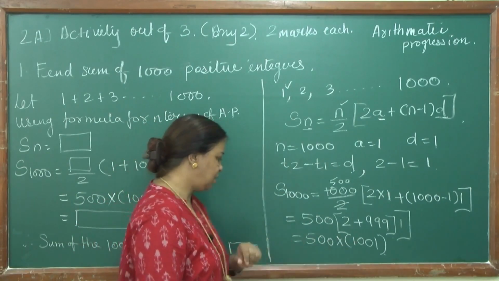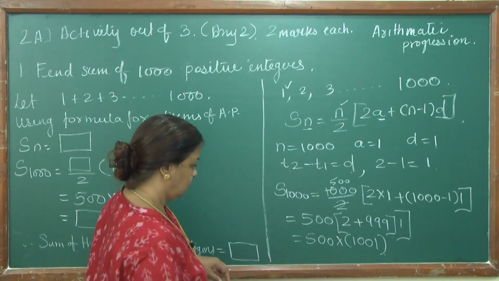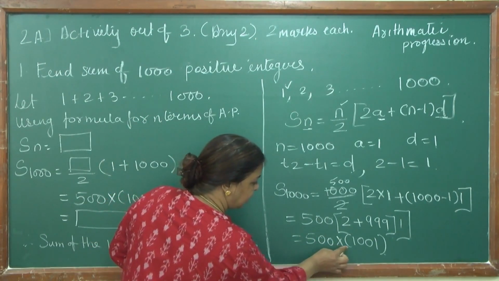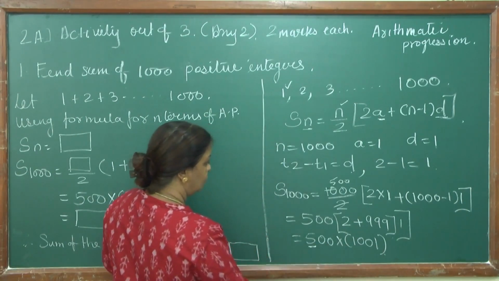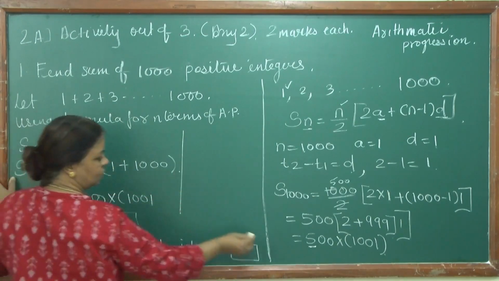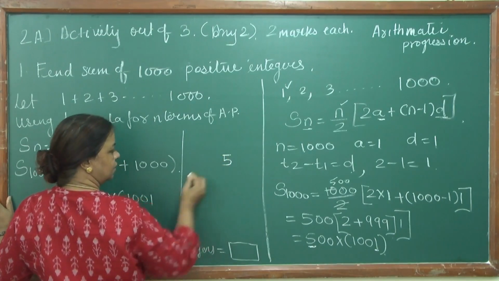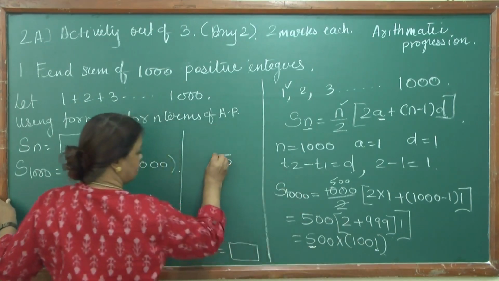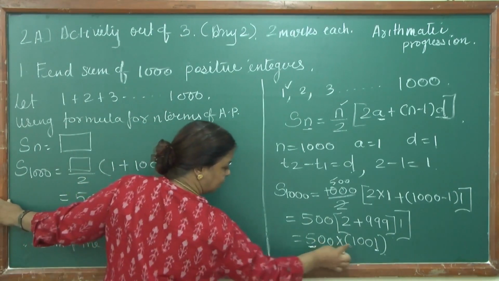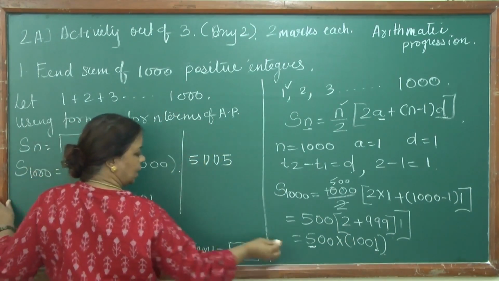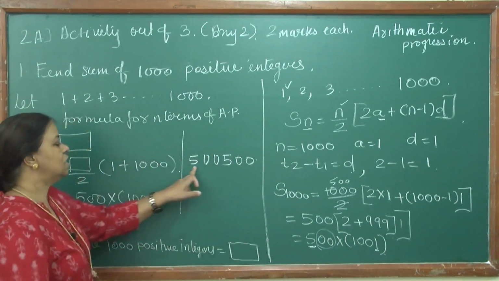So now multiply it. How to multiply, children? See, 500 into 1001. Let me multiply 5. 5 ones are 5. 5 zeros are 0. 5 zeros are 0. 5 ones are 5. Now how many zeros are there here? 2 zeros. This is your final answer.